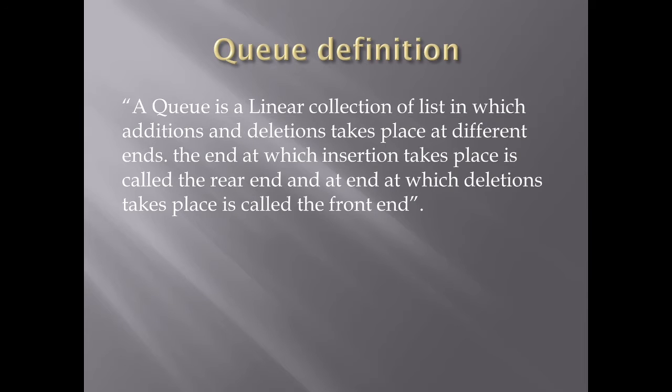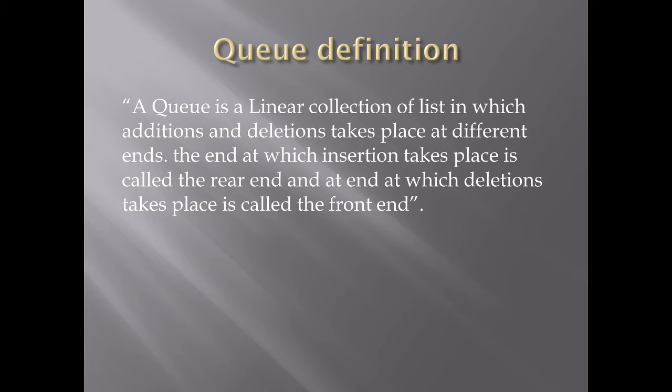A queue is a linear collection of lists in which additions and deletions take place at different ends. The end at which insertion takes place is called the rear end, and the end at which deletion takes place is called the front end. We discussed what a queue is.